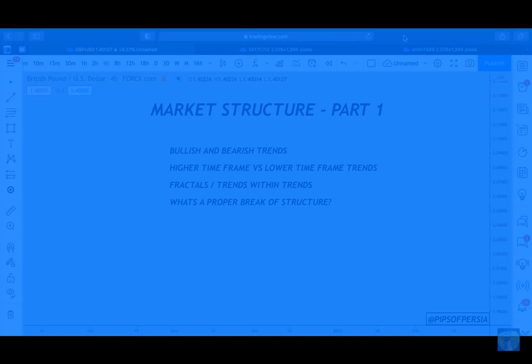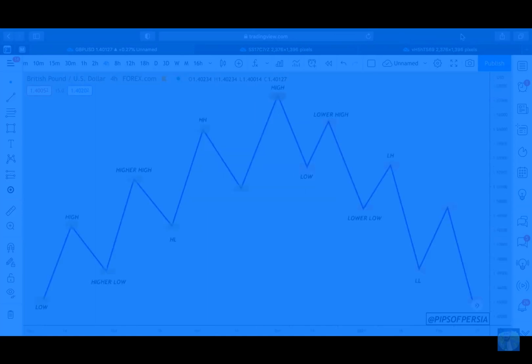And let's first speak about some of the most basic points when it comes to market structure. Now, chances are, if you're watching this video, you already know about a bullish trend and a bearish trend. You already know about low, high, higher low, higher high, or high, low, lower high, lower low. But very quickly, I'm still going to go through it just in case there are people that are struggling to understand what we mean when we speak about a bullish or a bearish trend.